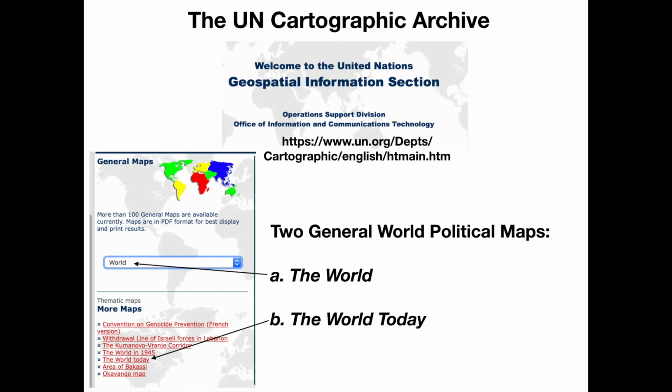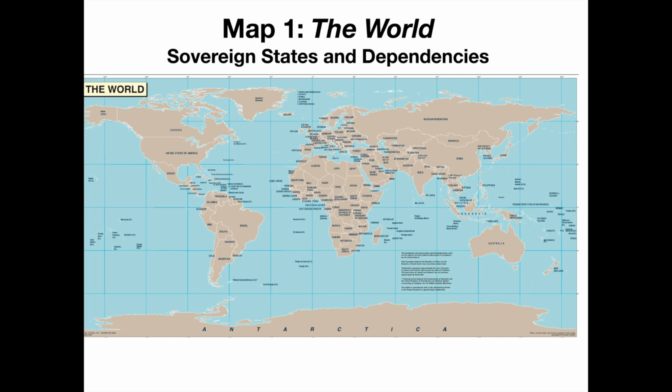You can find these maps by going to the UN Cartographic Archive. The two that I will look at today, one is called The World, and the other is The World Today. You can find The World on a pull-down menu, and then The World Today is under More Maps, thematic maps in particular. This schema makes it seem as if the first map is more important, but it's actually the second one, The World Today, that is the more sophisticated of the two. But anyway, we'll start with the first one, The World.